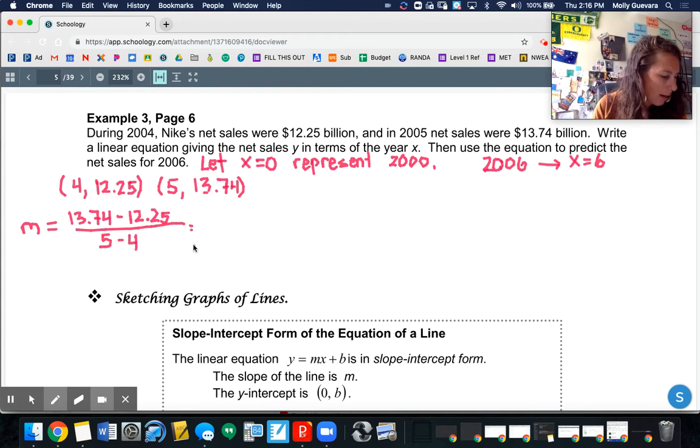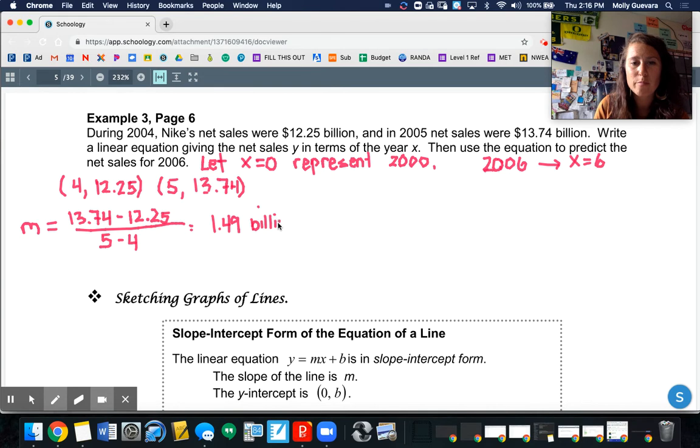Okay, so I end up getting 1.49 billion. Holy moly, right? So every year, Nike's sales go theoretically up almost $1.5 billion. There's so much money. What would we do if we had all that money, right? So that's my slope. Now I can write the equation.